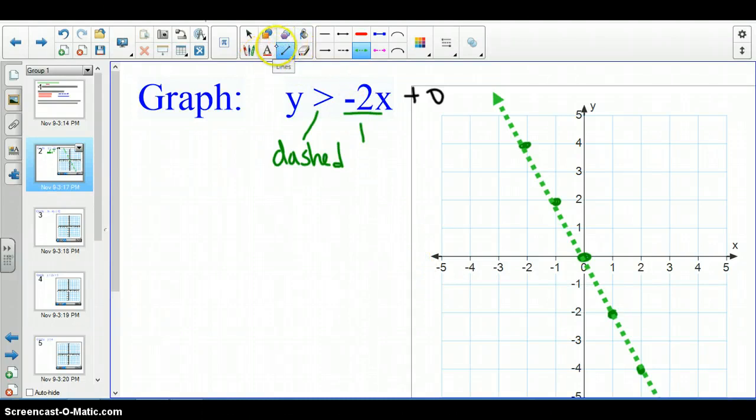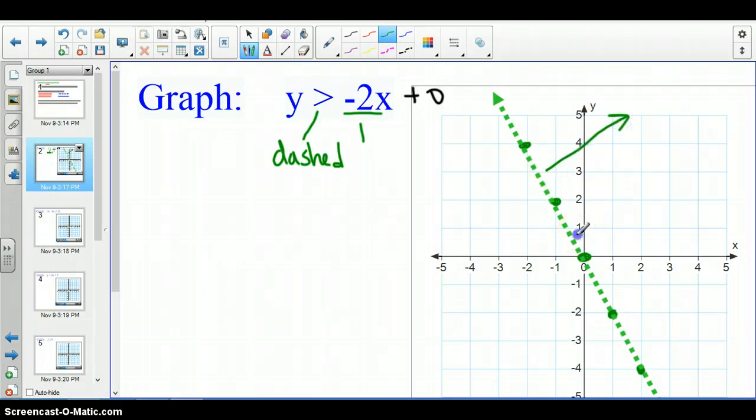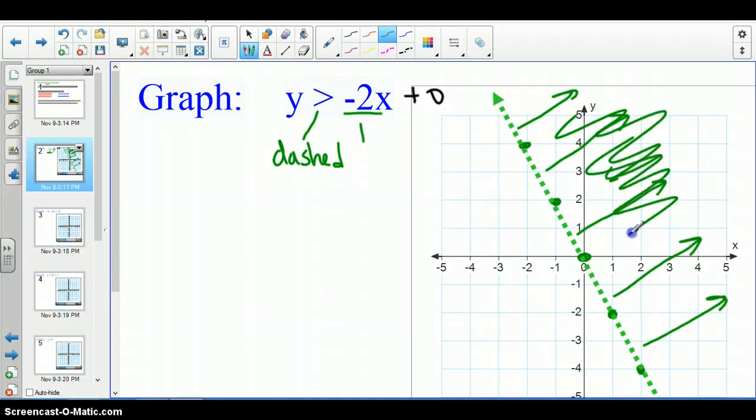Now, we need to shade it. Okay, so we need to figure out where to shade. Where are the numbers greater than this line? Okay, above it this way or below it. If it's greater than, it's going to be above. So we are shading everything this way. Okay, so you could shade it like this or use arrows.